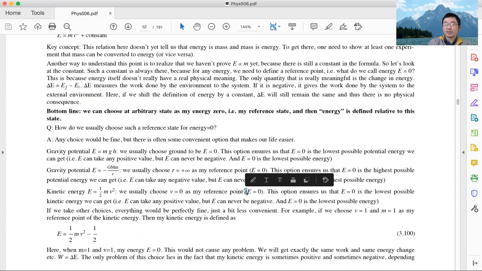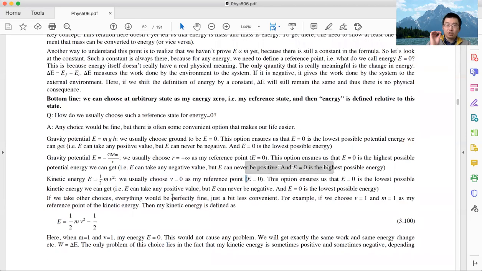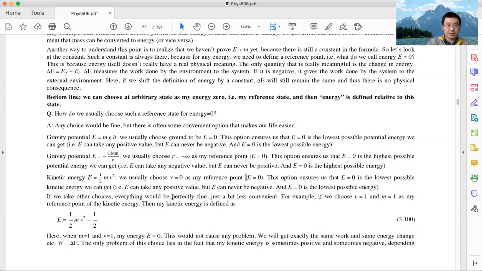So choosing the reference point to be the lowest possible energy is usually a good way. That is convenient, and that guarantees my energy is positive. At the same time, it tells me if your energy is very, very close to 0, it means you are approaching the ground state, the state with lowest possible energy. So choosing the lowest energy state as a reference point is usually a good option.